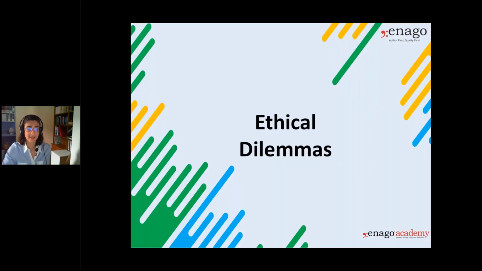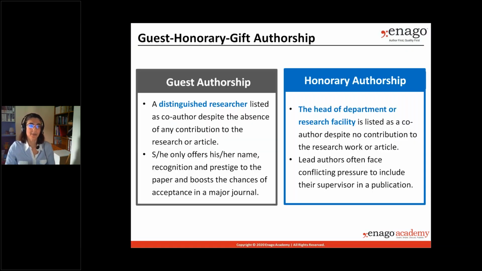Now, when it comes to ethical dilemmas, let's look at some important issues that may arise when it comes to authorship. And these tend to be problems that, to some extent, most of us will have to address in the course of our career. And it's important to have a clear understanding of what these different problems can be, how to tackle them, what are the official guidelines.